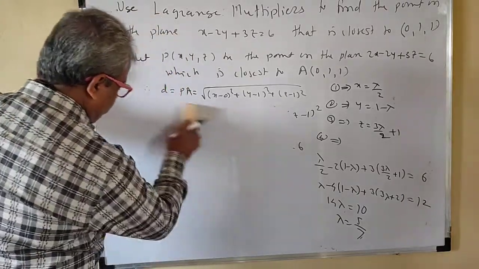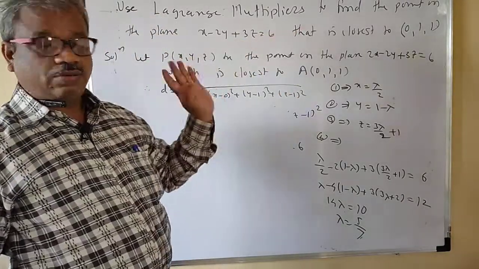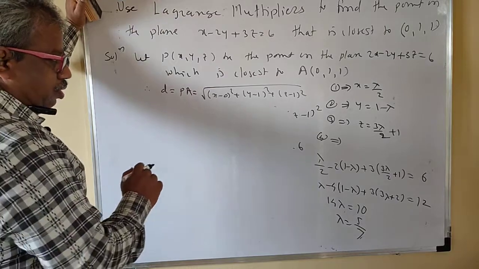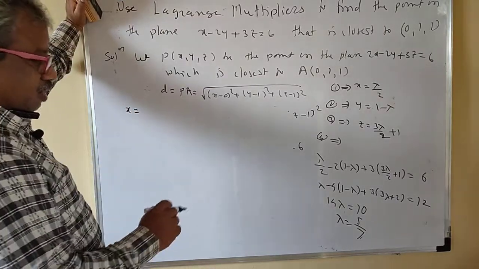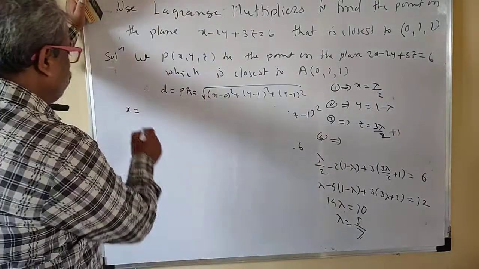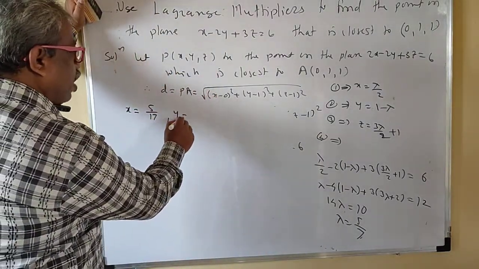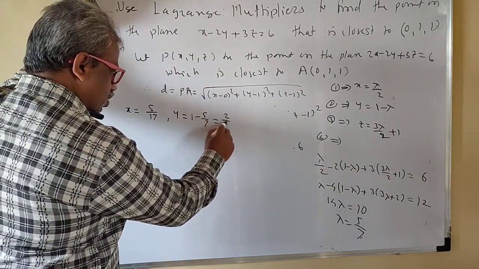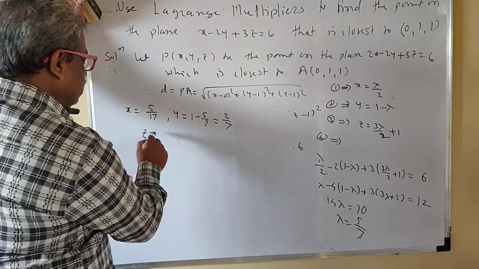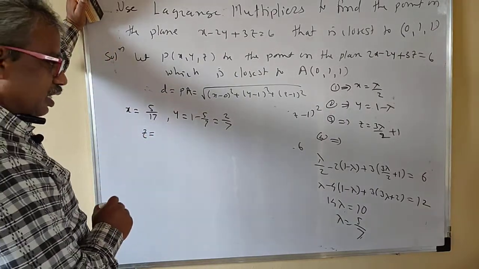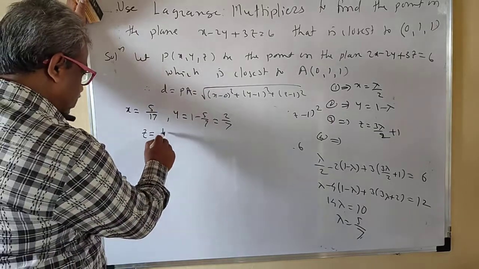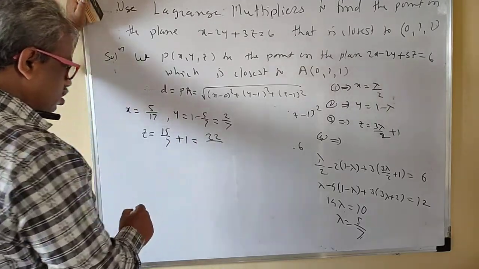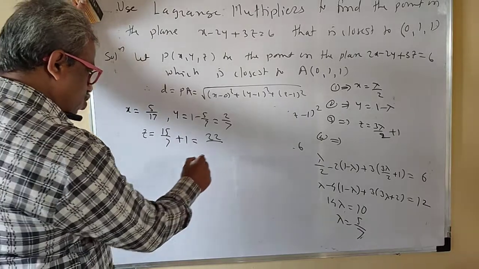You have to find a point only. You have to find the point on the plane. You want only the point. We don't want the minimum distance also. Just we have to find a minimum. Therefore x is equal to lambda by 2, just upon 2 here. So this is 5 by 14. Y is equal to 1 minus lambda. So 1 minus 5 by 7, so this is 2 by 7. Okay. So now z is equal to the value of 3 lambda by 2. So this is 15 by 7 plus 1. So this is 22 upon 7.